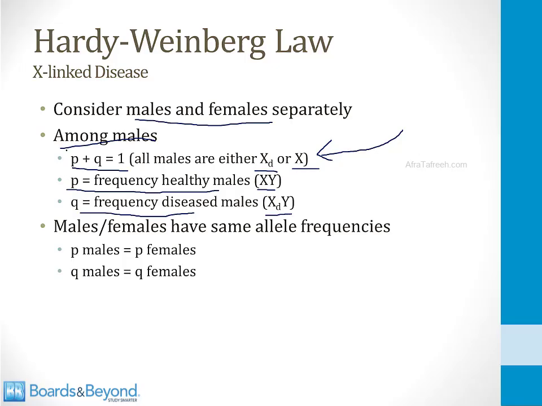So in other words, from just knowing the allele frequencies, we have also determined the frequencies of healthy and diseased individuals. We don't need to use Q squared, 2PQ, or P squared among the males. We just need to know the values of P and Q. Once you've done this, the second trick to applying the Hardy-Weinberg law to X-linked diseases is to recognize that males and females will have the same allele frequencies. So whatever P was for males must also be the P value for females. Whatever Q was for males must also be the Q value among females.